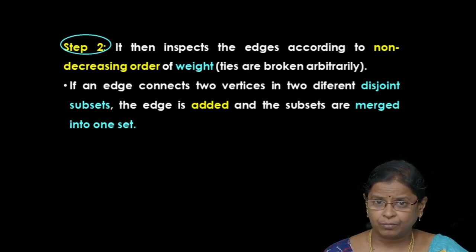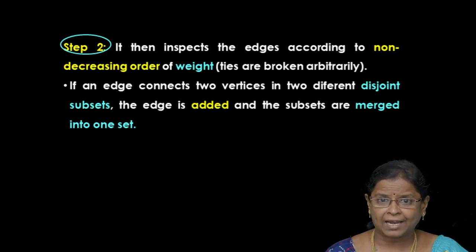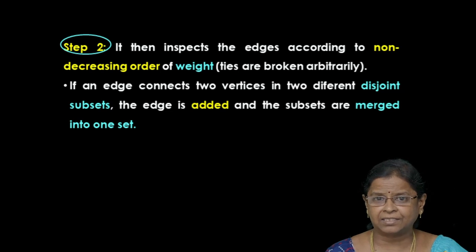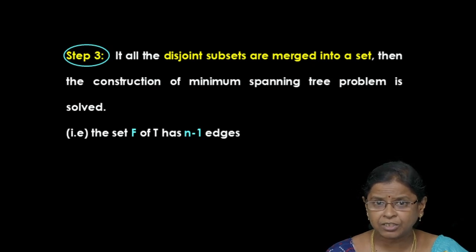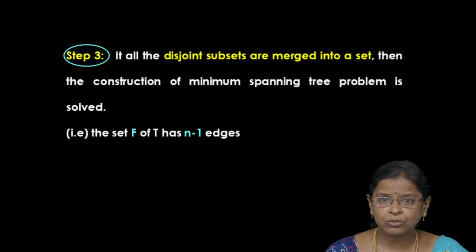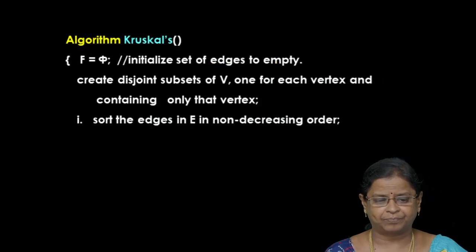Before moving to the next step, we have to check if the newly added edge forms a cycle, then we can reject the edge, otherwise we can accept the edge. If all the disjoint subsets are merged together into a single subset, then the construction of minimum spanning tree by using the Kruskal's method is solved. That is, the spanning tree which contains only n-1 edges.